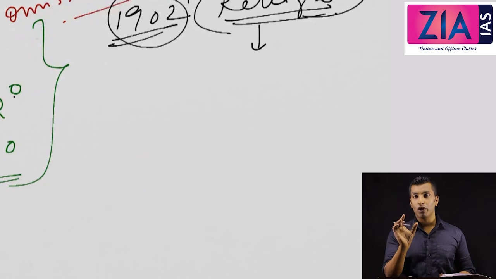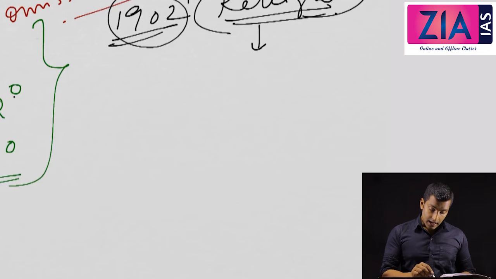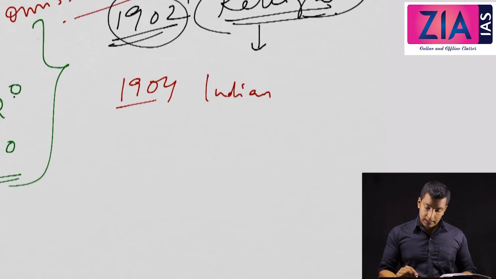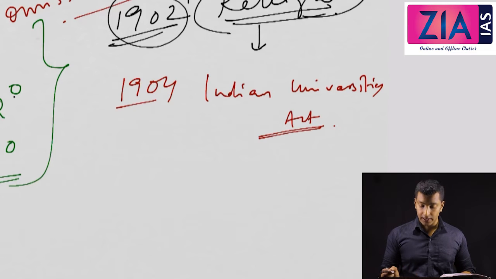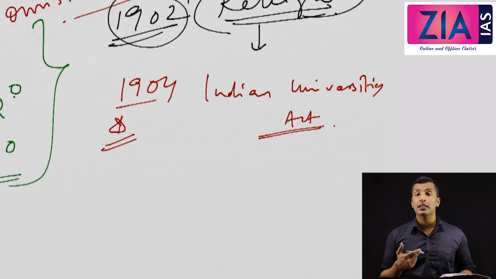Now let's move on to discuss the Raleigh Commission, okay, which was appointed by Lord Curzon for the purpose of reforms in education in his period. On the basis of this, the Indian Universities Act was passed in 1904. Now it was very controversial as its purpose was basically to control the universities in India.